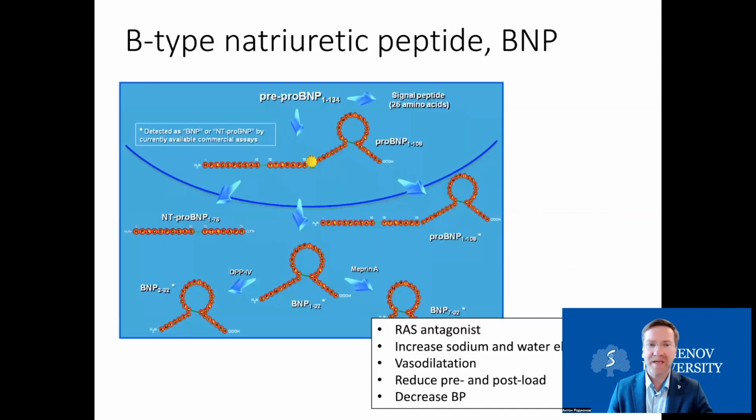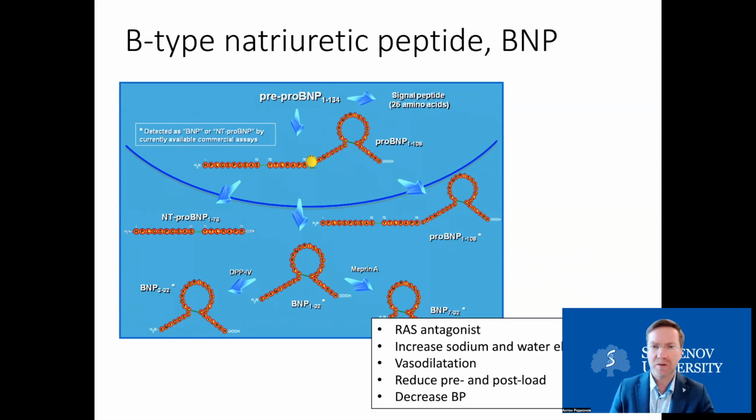So what is BNP? Brain natriuretic peptide or B-type natriuretic peptide. Is it good or bad? It is good. The natriuretic peptide system is an antagonist of the renin-angiotensin system. It's natriuretic, it's a vasodilator, it's a hypotensive element of our regulative system.